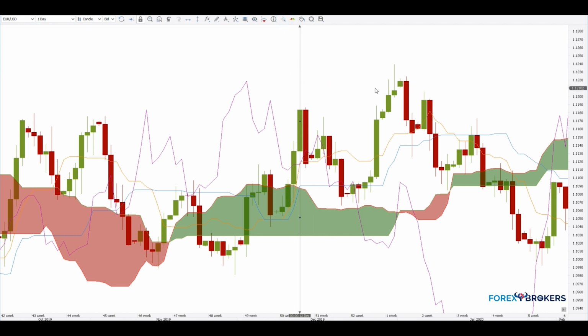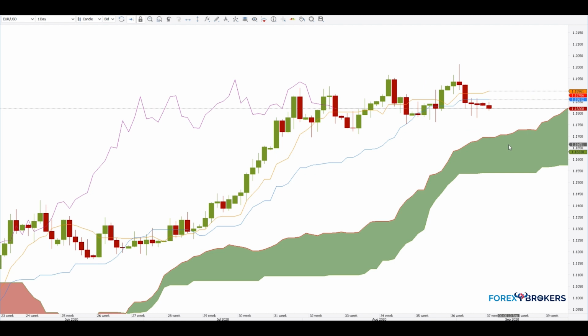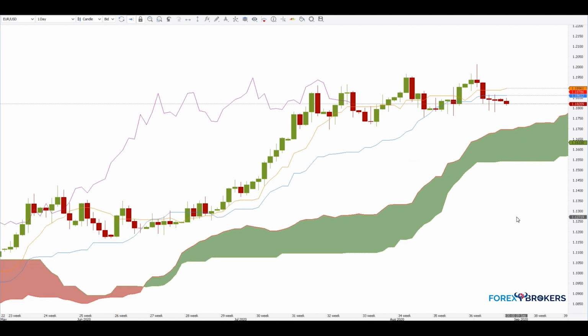That's pretty much it on the Ichimoku. In the second part, we will deal with some strategies and how to trade with it. So make sure to stay tuned for the second part.